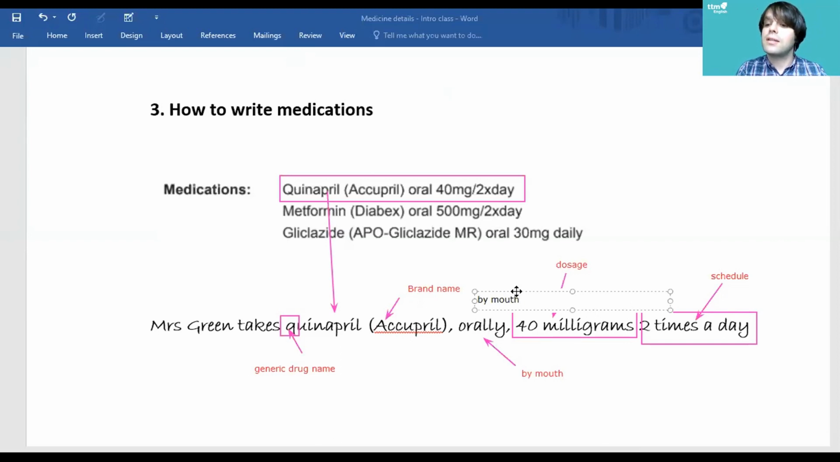Who said at the end? Yeah. Right. So you have an option, guys. If you want to say orally, you can say orally. If you want to say by mouth, then say this. Don't say them both. Okay? Obviously, don't say them both. So that's it. That's how you do medication. Say the drug, comma, orally, comma, give me the dosage, then give me the schedule. Does anyone have any questions?